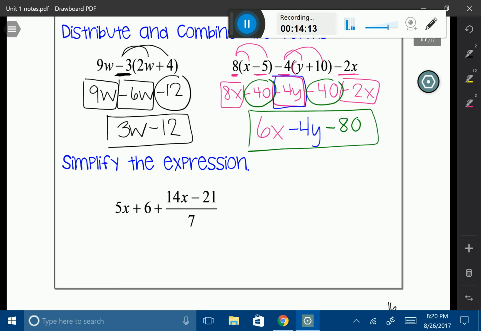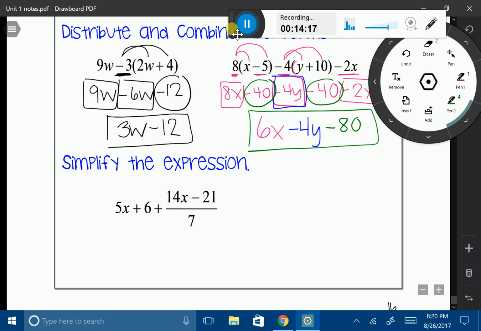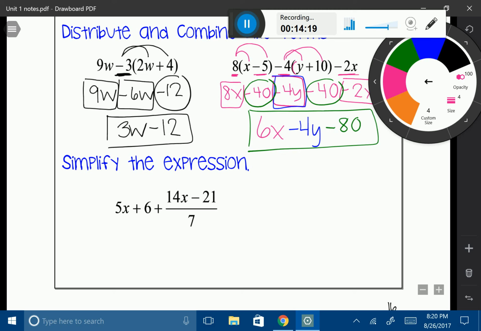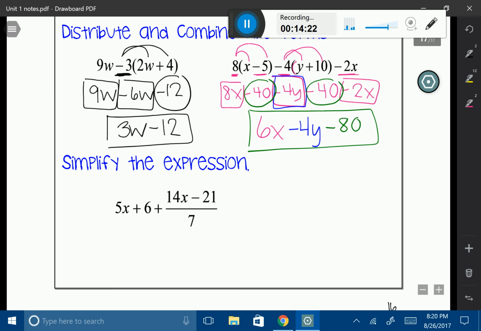All right, let's do one more problem here and let's simplify the expression. So I'm going to teach you this one skill that is going to be really important in Unit 4. So hopefully by Unit 4 you think back and say, oh yeah, I remember when we did that. Okay, let's look at this. 5x plus 6 plus, now I have this big fraction here. I want to teach you how to simplify a fraction like this.